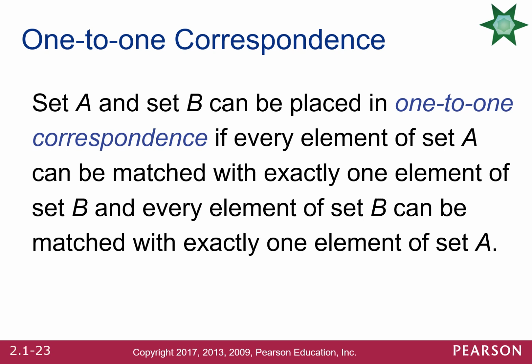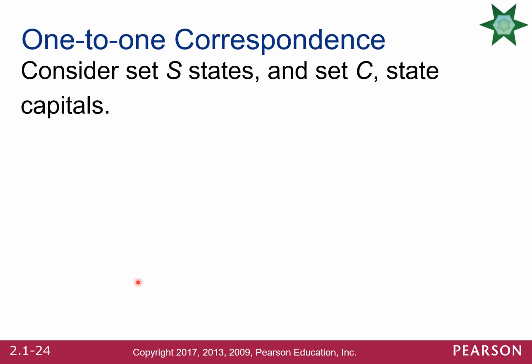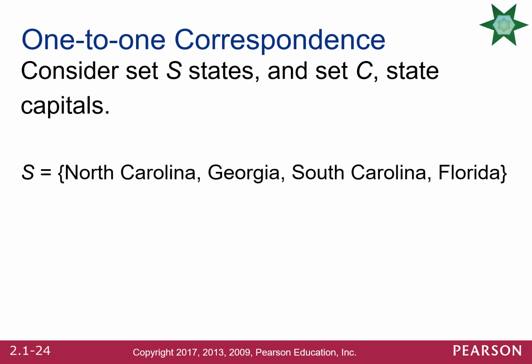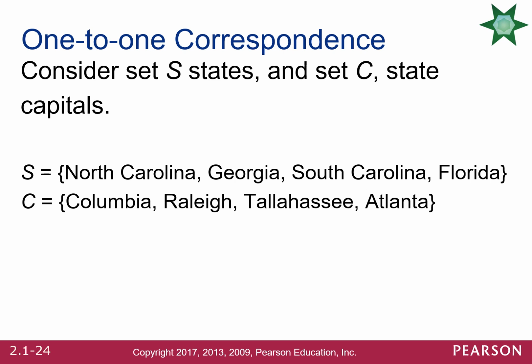So let's look into an example because this can be better explained with an example. Here's an example of one-to-one correspondence. It says, consider set S, states of the US, and set C, state capitals. All right, so if we pull up the first set, here we have S, that means the states of the US. And they have 4 states here: North Carolina, Georgia, South Carolina, and Florida. And then the capitals, which is set C: Columbia, Raleigh, Tallahassee, and Atlanta.